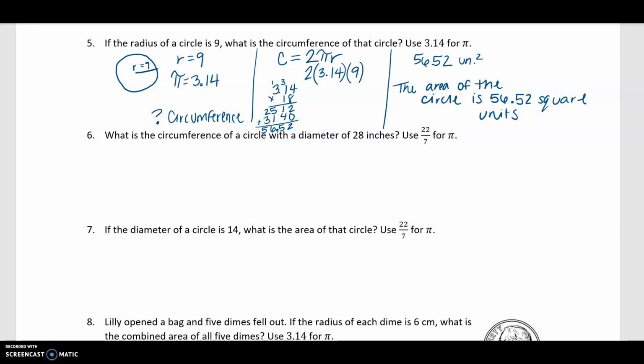So let's go to number 6. Number 6 is, what is the circumference of a circle with a diameter of 28? This one is telling us that we need to use 22/7 for pi. So our first step is to analyze the question. We're going to draw a picture since there is not one. It says the diameter is 28. And it says that pi is 22/7. It says, what is the circumference? So the question's asking for circumference.